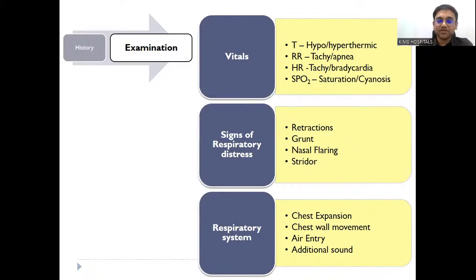When examining the respiratory system, the first thing we do is see whether the chest wall movements are equal or not, whether the chest is expanding properly or not, and whether there is any asymmetry in chest wall movement. Sometimes you have a diaphragmatic palsy, and the chest wall movement may be hampered on that side, and there can be asynchrony. We need to see whether the air entry is good, and assess whether there are any additional sounds in the chest.